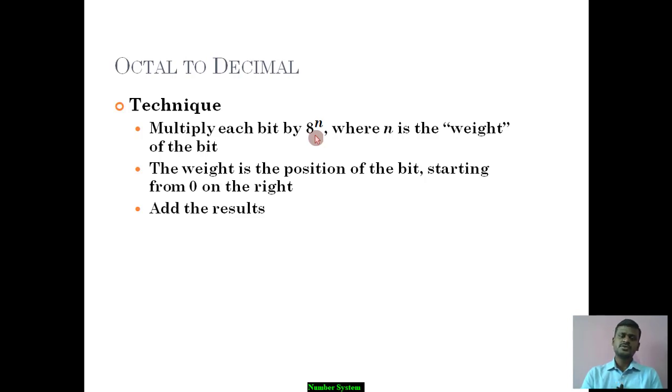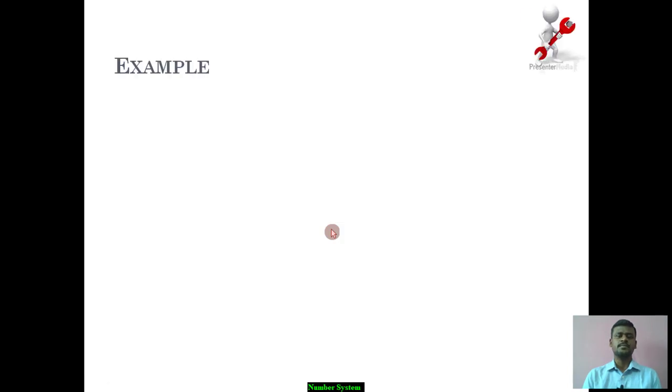Increasing powers will be 8 raised to 0, 8 raised to 1, 8 raised to 2 and so on. And decreasing powers are 8 raised to minus 1, 8 raised to minus 2, and so on. This is how we can find the power or weight of any digit, and that power needs to be multiplied by each digit in the first step. Second, the weight is the position of the digit starting from the right side, which is assigned 0, and the final step is to add the results. We will see this technique using one example.